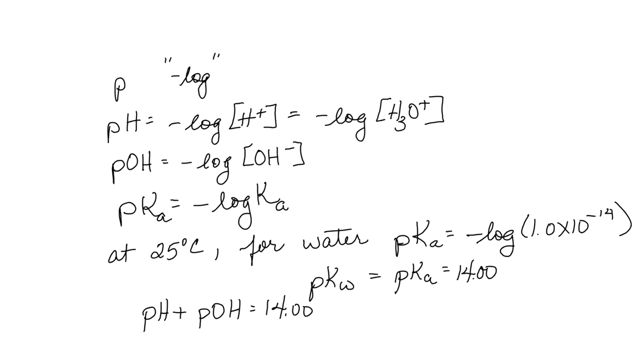Now at 25 degrees Celsius for water, the pKa is equal to 14. When you see the W here, it's specifically for water, so we can also write pKw. And what we find is that pH plus pOH is equal to 14. This allows us, if I have a certain pH, to determine the pOH of that solution, or vice versa.